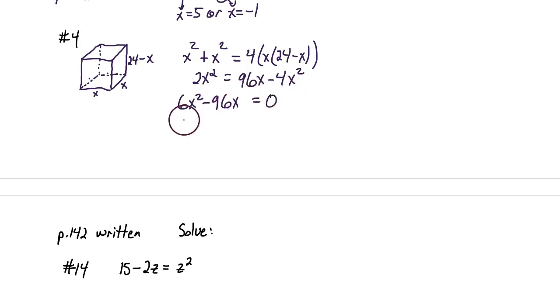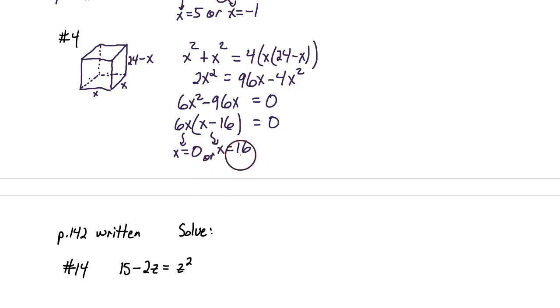Now we can factor this. Factor out a 6X, leaving X minus 16. And that's equal to 0. Solving this one, we get 6 times 0 equals 0. And solving this one, we get that X equals 16.